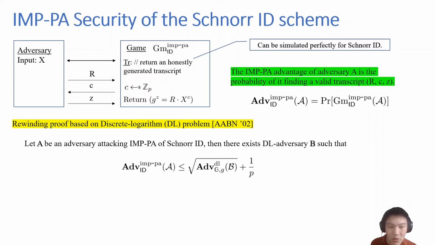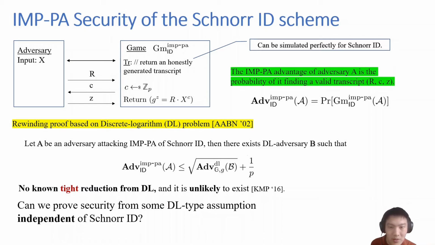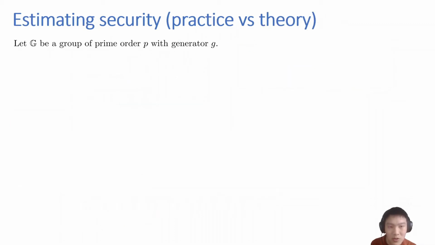And we know that there's no known tight reduction from discrete log, and it's likely that none exists, as evidenced by Kiltz, Masny, and Pan. Now, of course, one can always assume the IMP-PA security of Schnorr directly in the group, but we ask, can we prove security from some DL-type assumption that's independent of Schnorr identification? Before we answer this question, let us see why eliminating the square root gap in concrete security is important.